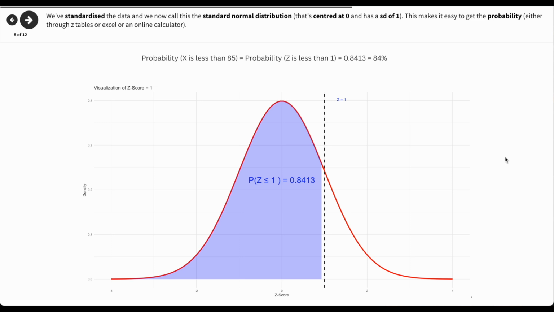We can either use Z tables, we can use Excel, we can use an online calculator, and we just plug in what's the probability X is less than 85, which is equivalent to now saying what's the probability Z is less than 1? So we're less than 1 standard deviation from the mean. And if we use any one of those tools, we'll get 0.8413, so around 84%, which indicates that the probability of getting a mark of at most 85 is around 84%.